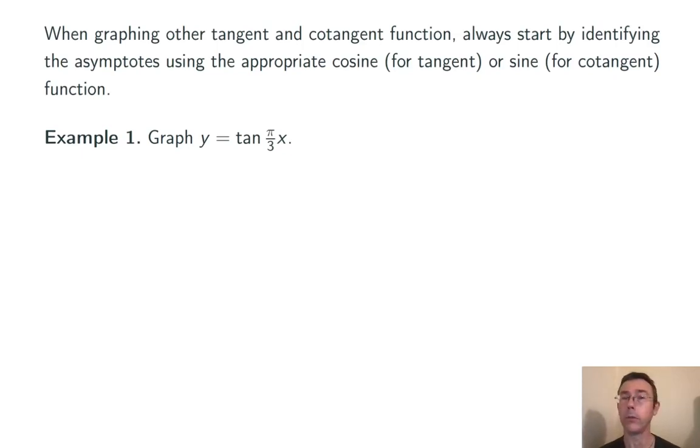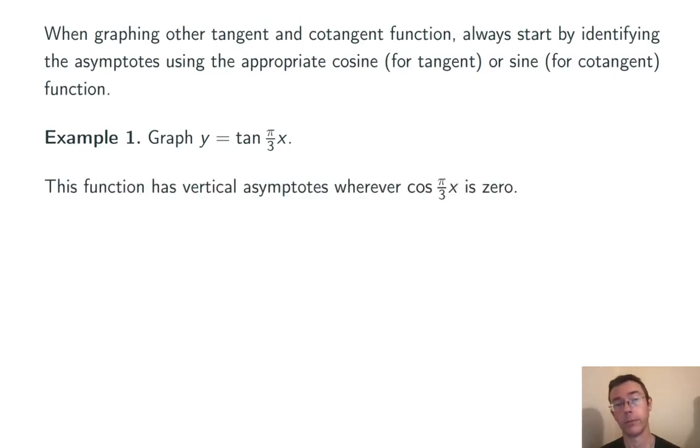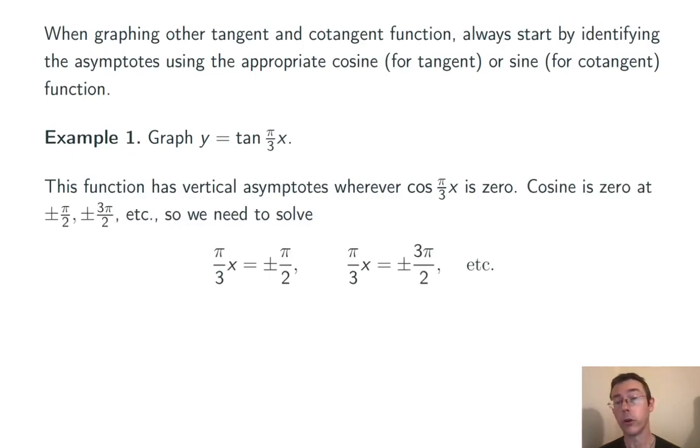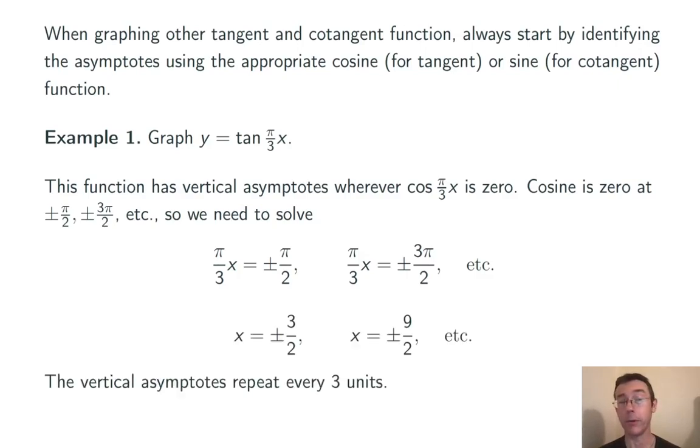First of all, y equals the tangent of pi over 3 times x. This function is going to have vertical asymptotes whenever cosine of pi over 3 times x is equal to 0. Of course, cosine is 0 at plus and minus pi over 2, plus and minus 3 pi over 2, and so on. So basically, I want to take the inside of that cosine function and set it equal to plus and minus pi over 2, plus and minus 3 pi over 2, and so on. Here are the equations I get. I'm going to multiply both sides of each by 3 over pi to get the equations of my vertical asymptotes. X equals plus and minus 3 halves, x equals plus and minus 9 halves, and so on.